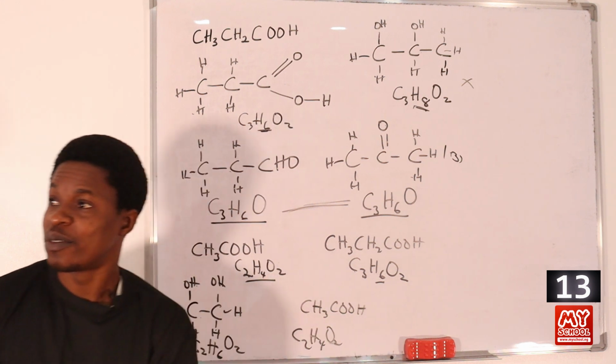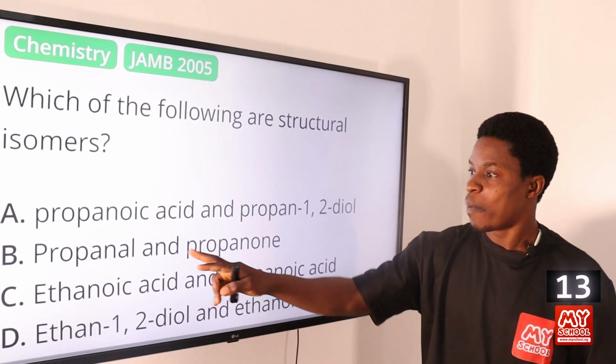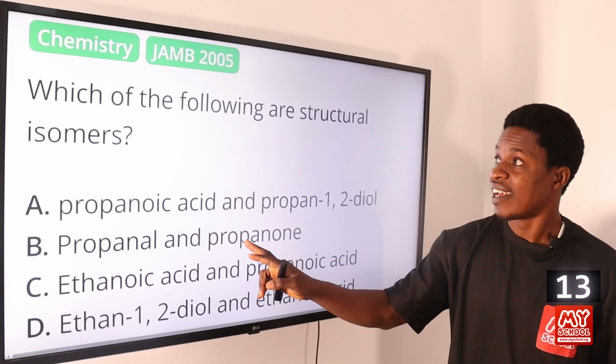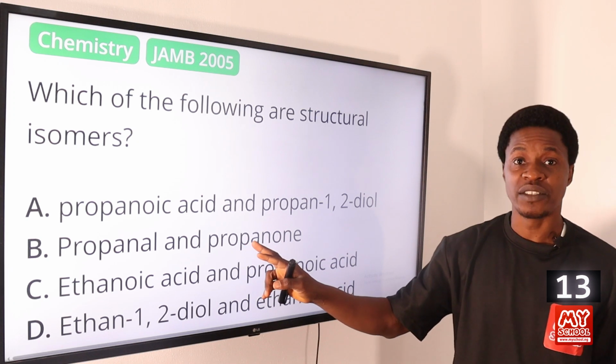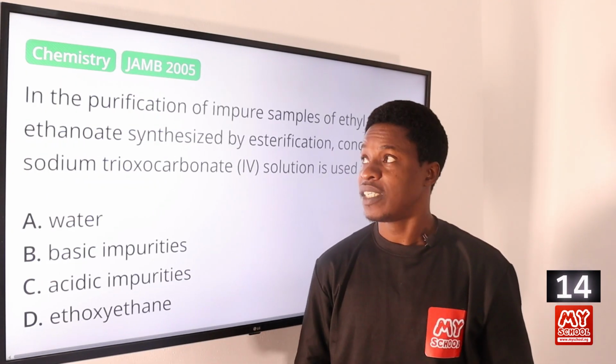Let's move on to the screen. So we have propanal and propanone. Propanal and propanone actually are said to be isomers of each other. So the correct answer is option B. Now let's move on to question 14.